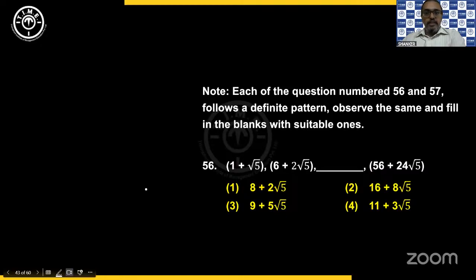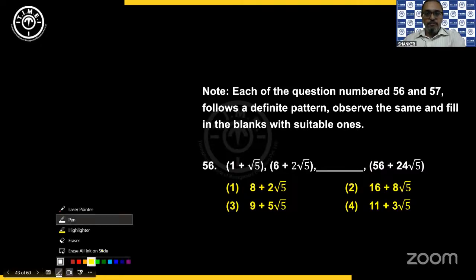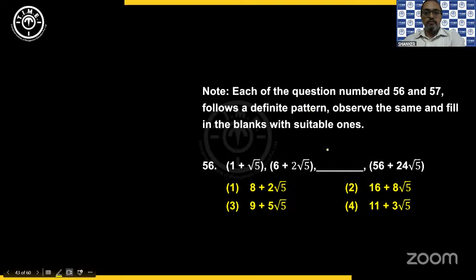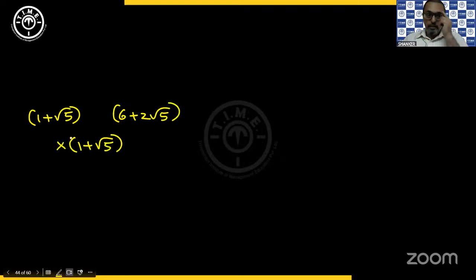Now, next, each of the questions numbered 56 and 57 follows a definite pattern. Observe the same and fill in the blank with the suitable option. Here we have 1 plus root 5, then 6 plus 2 root 5, and a blank. So how am I getting that? You multiply it again with 1 plus root 5. When I do that, 1 into 1 is 1, then root 5 into root 5 is 5. 5 plus 1, 6. That is what you have here. Then 1 root 5 plus 1 root 5 gives you 2 root 5. That is what we have here.